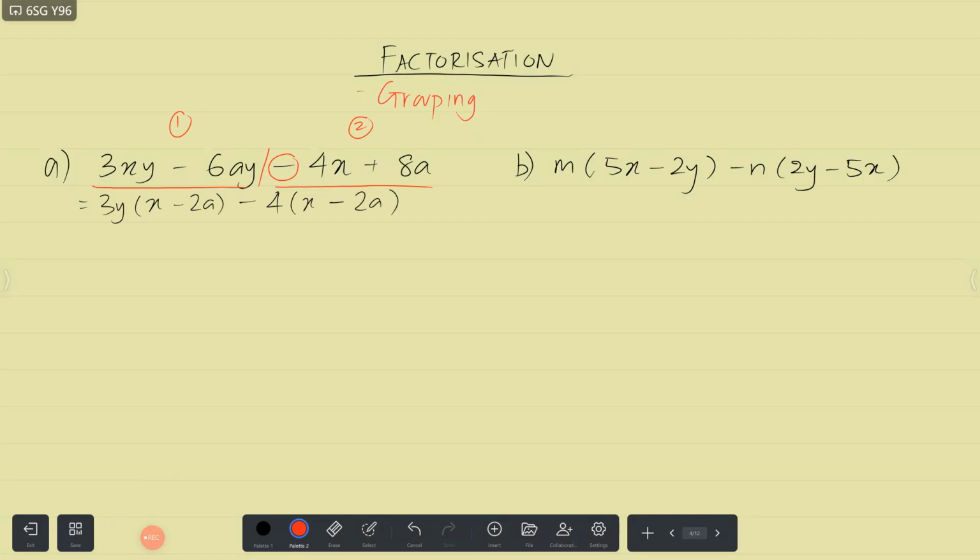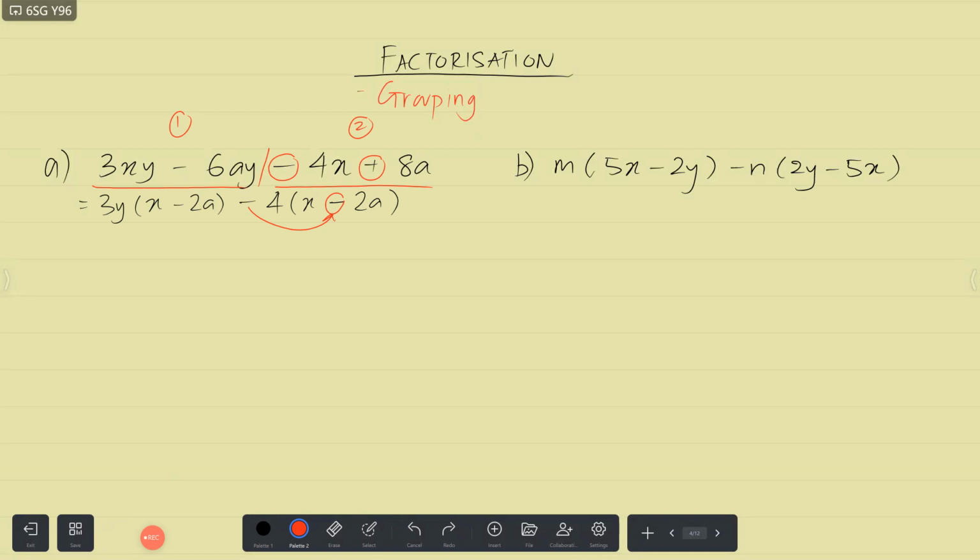Why do I put a minus instead of plus? Because if I were to expand this, minus and minus give me a plus. So this is the correct way. If you have put a plus here, you will get a minus, and a plus will give you a minus, but we need a plus 8a. So be careful when you have a negative sign there.